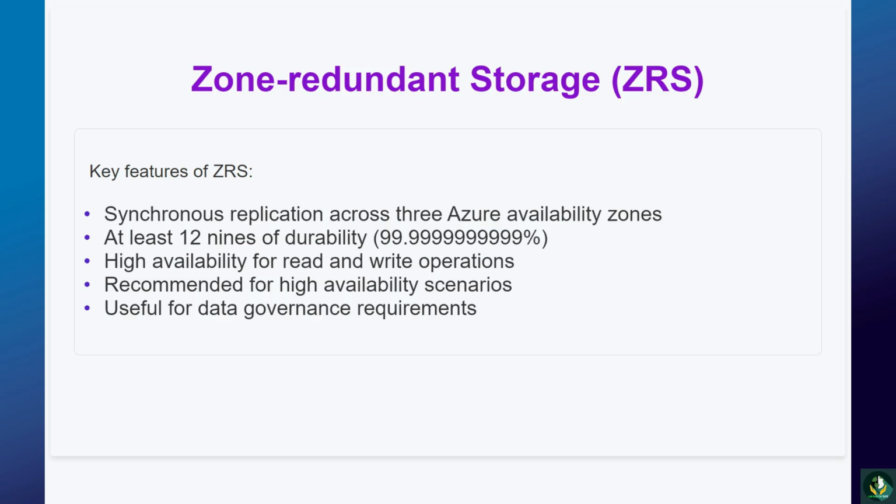In practical terms, this means your data is exceptionally well protected against a wide range of potential issues. One of the key advantages of ZRS is its ability to maintain data accessibility even in challenging scenarios. If one of the availability zones becomes unavailable, your data remains accessible for both read and write operations. This high level of availability is crucial for applications that require constant uptime and data access.